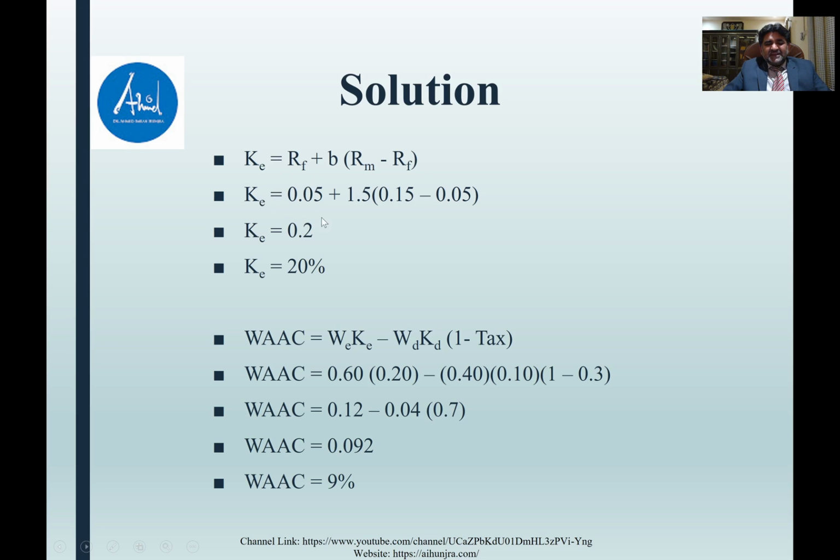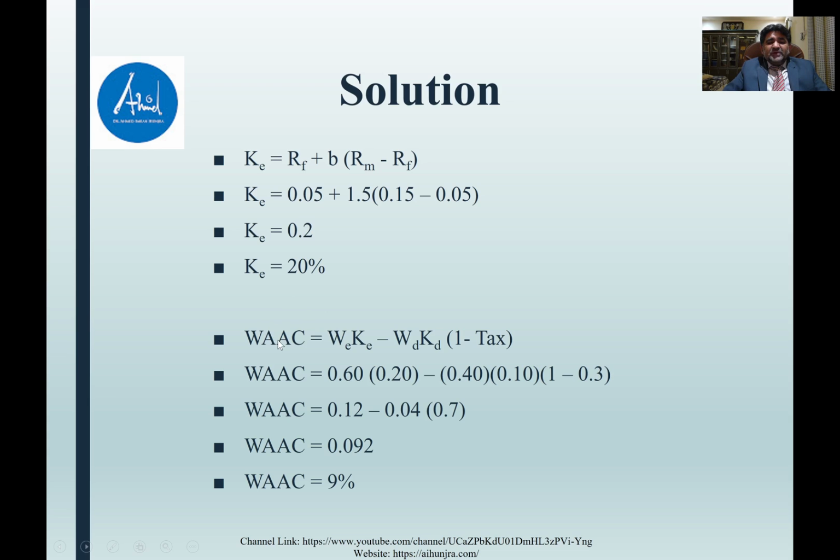Do we have the risk-free rate? That was 5%. Systematic risk was 1.5. And market risk was 15%. So after simplifying, this is KE. KE is 20%. Cost of equity is 20%. With the cost of equity, we can then find the weighted average cost of capital, the WACC.